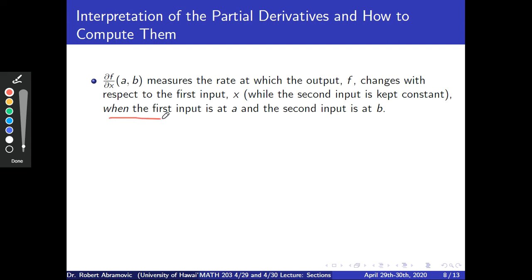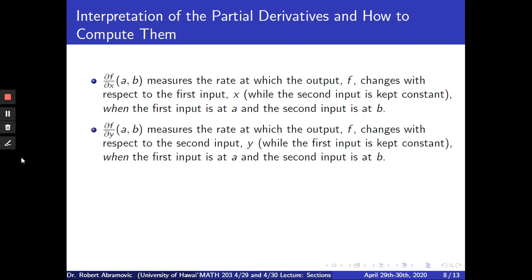So this last clause here is just saying, at what point do we consider? What inputs are we considering? And here we're saying, what is this measuring? This partial is measuring the rate at which the output is changing with respect to the first input. The second input is kept constant. Likewise, partial f partial y at a b measures the rate at which the output f changes with respect to the second input. The first input, of course, is kept constant. And again, the first input is at a and the second input is at b.